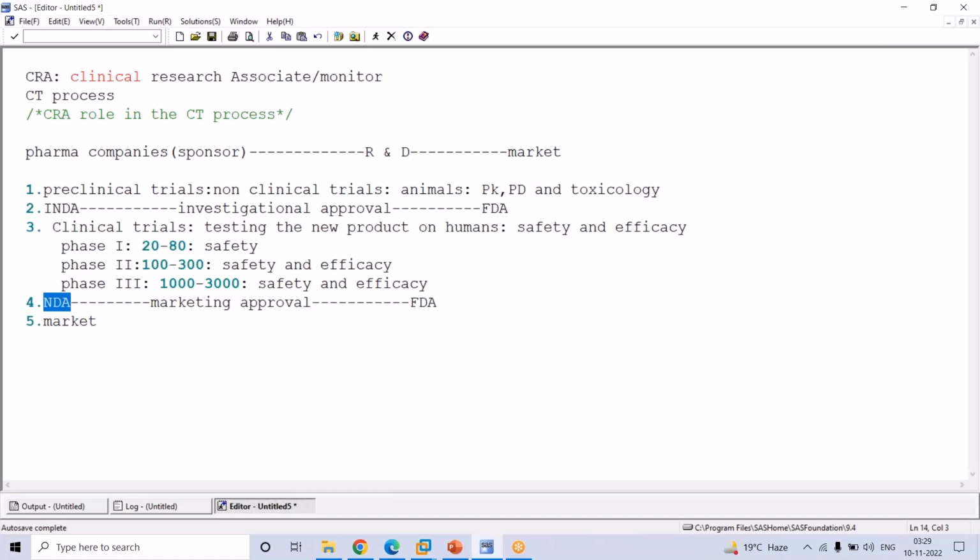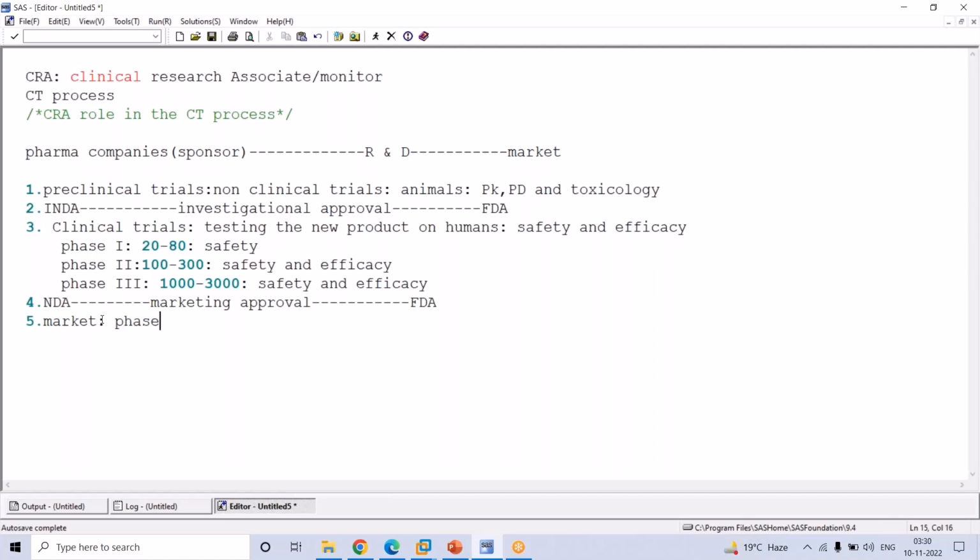The FDA will decide based on the data conclusions. They will decide whether to approve the drug for marketing or reject the drug for marketing. If the product is approved, then we start marketing of the product.